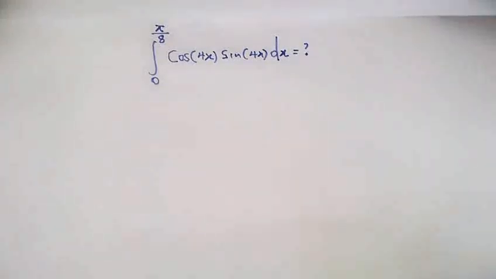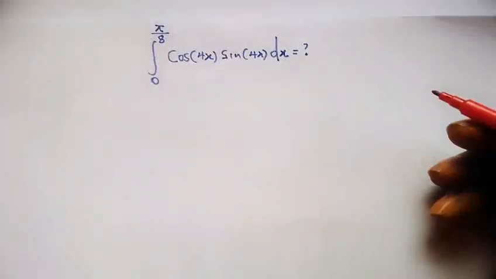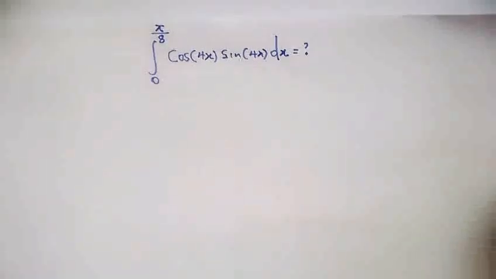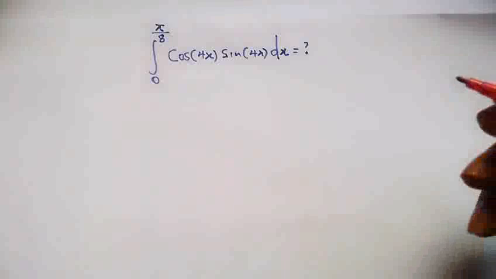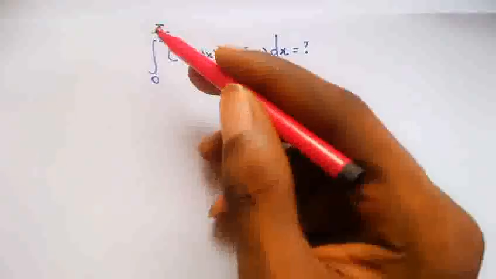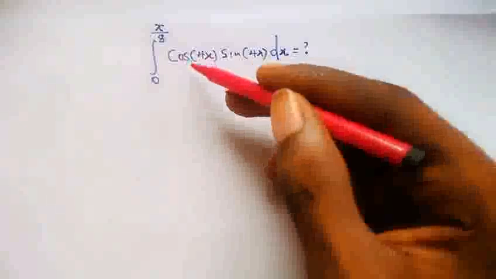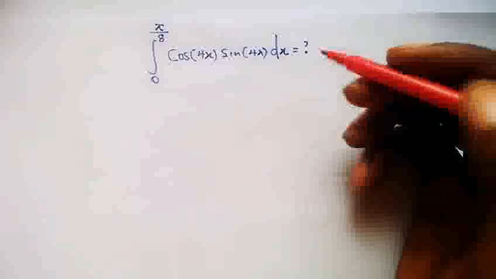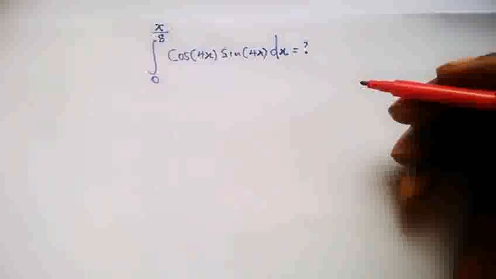Thanks. Okay, now today we have the following problem. Remember that my previous class was the introduction to beta function. So today we're going to apply beta function in solving this problem. So this is the integral from 0 to pi all over 8 of this cosine function of 4x times sine of 4x dx. Okay, so how can we start?